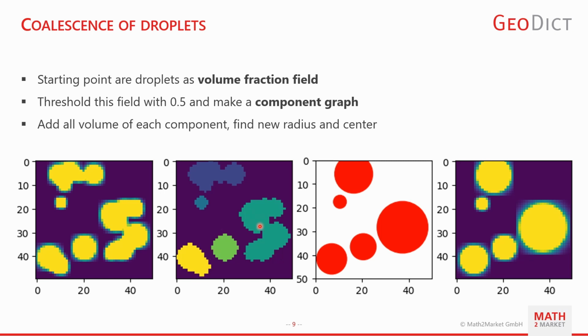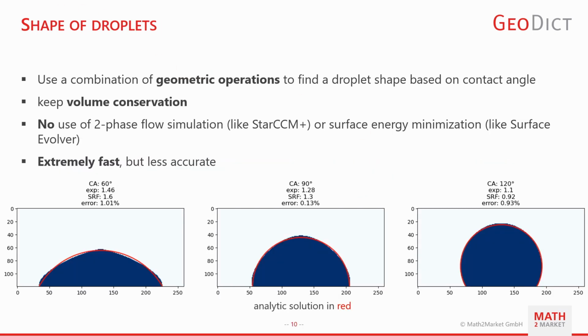And this will identify touching sections. We will just sum up all the volume of each section and place a new droplet in the middle of the section. And then now we have coalesced droplets ready to go. The next step is now to find the perfect shape based on the contact angle. And this is done by using a combination of geometric operations while keeping the volume conservation.